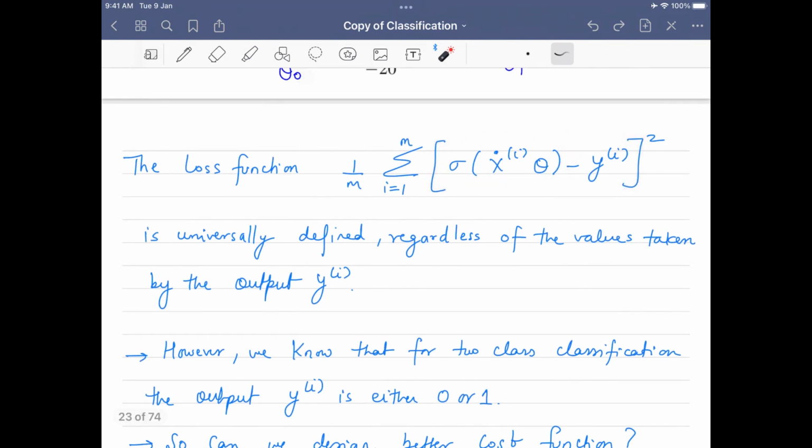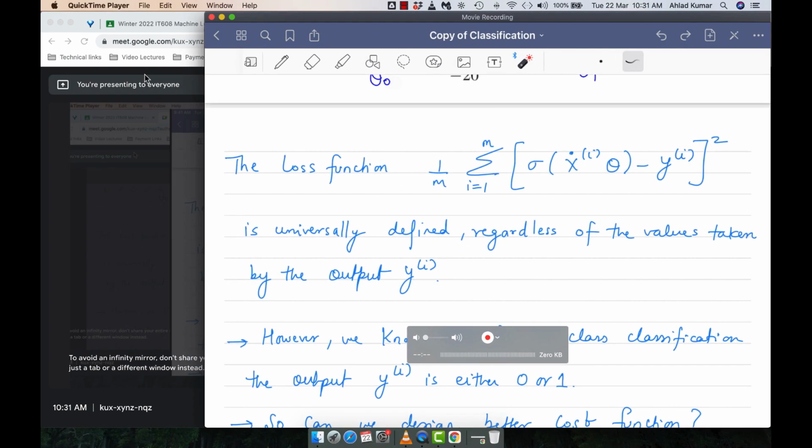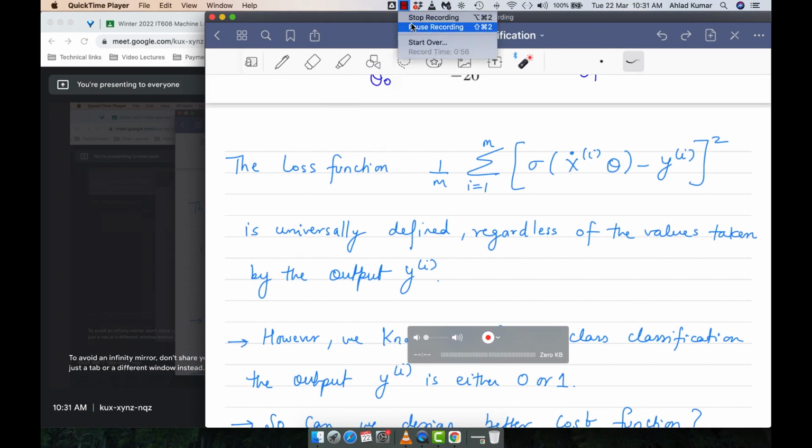square function, let me first check whether it's recording properly or not. I think it is.